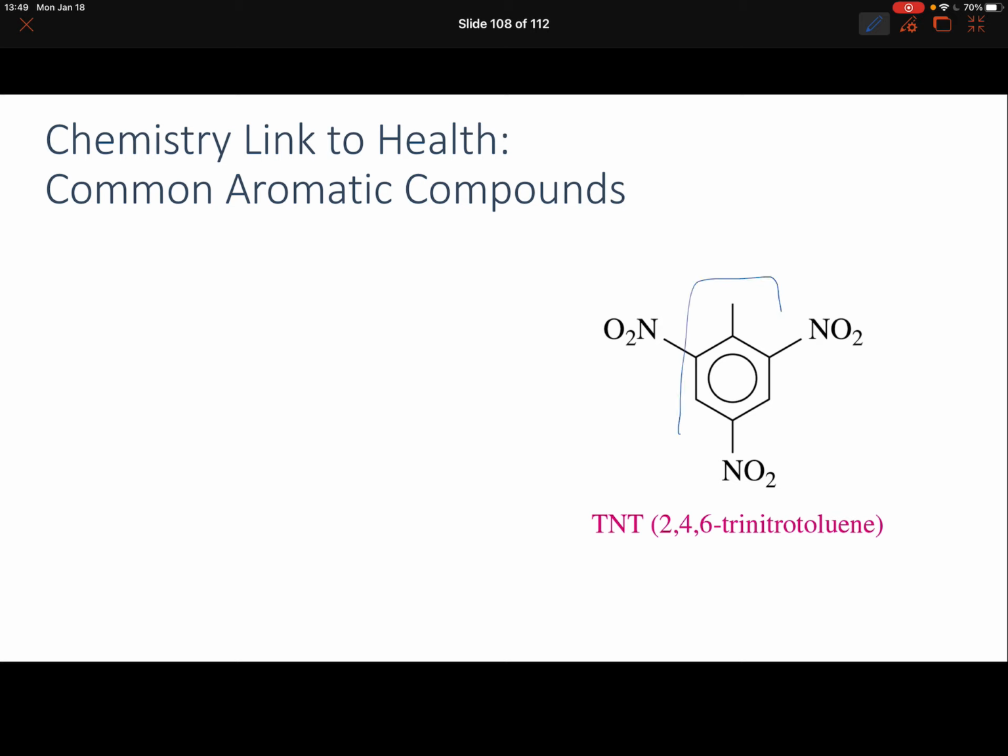Toluene, very neat molecule. This is toluene here. You can see it in the parent chain. It's used as a reactant to make drugs and dyes and even explosives such as TNT. So here, 3 nitro groups have been added to this toluene.